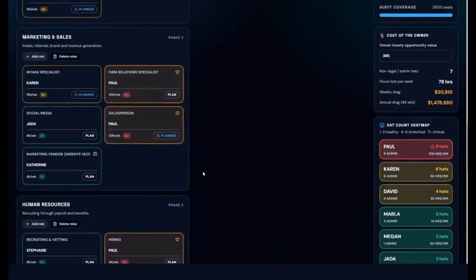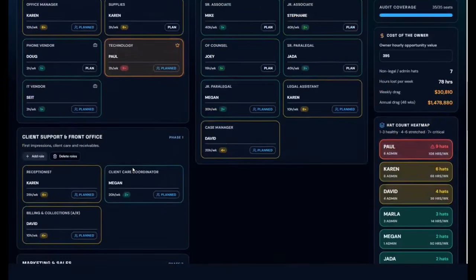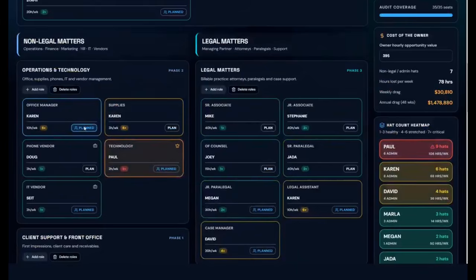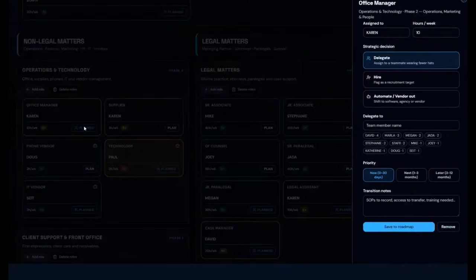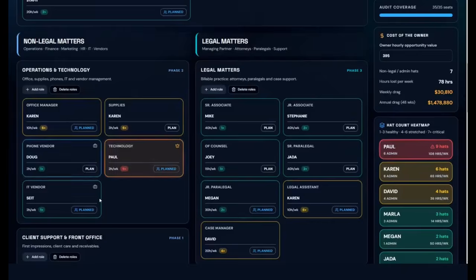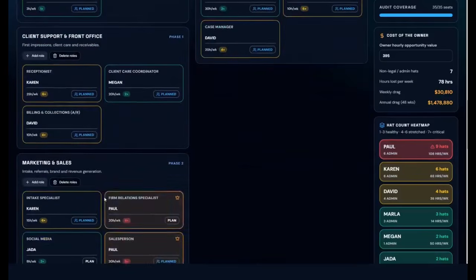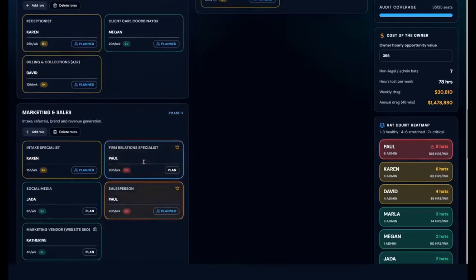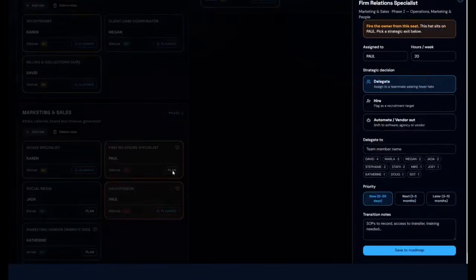So you can have plans here, but when you go into plan, like say Karen is the office manager, or better yet, let's pick one where you see my name. I am the firm relations specialist. I'm spending 20 hours a week doing this. Now, firm relations specialist, this is kind of a marketing. This is where you're talking to referral partners and stuff.